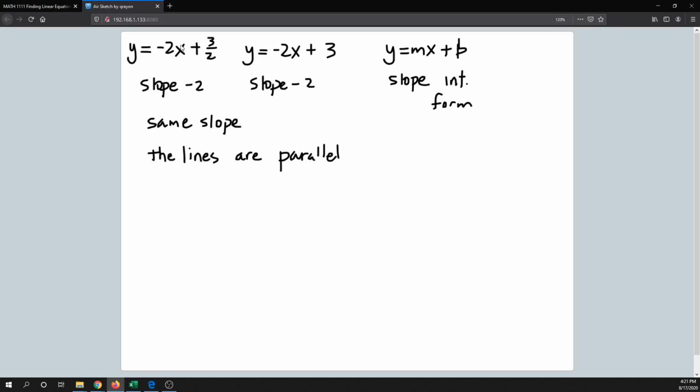Okay. So that's pretty straightforward. If both of the lines are in slope-intercept form, then it's really easy to tell if they're parallel or not. If one of them is not in slope-intercept form, then you would just do the work like we had shown in previous videos about how to put the lines in y-intercept form.